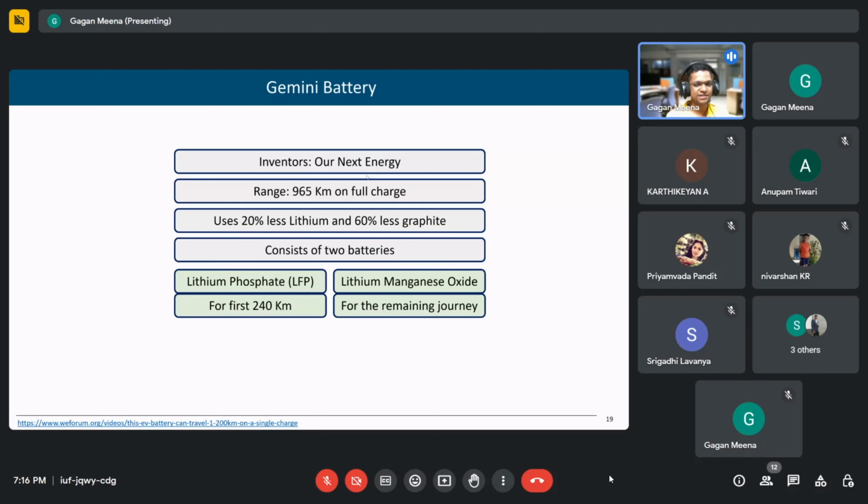The combination of these two is also reducing the requirement of lithium and also graphite, and it's providing a range of around 1000 kilometers on full charge. So several new things are coming up. Have you heard of nuclear battery?